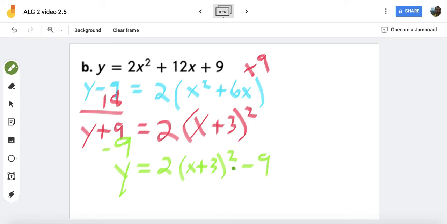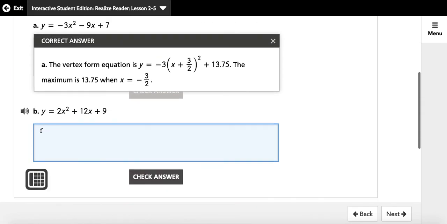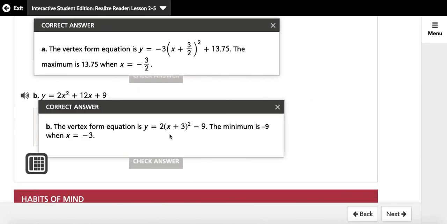It's got a positive 2, so it opens up. So it has a minimum at the vertex, which is at negative 3, negative 9. That's where the vertex is. It's a minimum. The axis of symmetry is at x equals negative 3. I forget what else they wanted us to figure out. Let me go back. Identify the maximum, minimum, and set the equation in vertex form. So I think I did all those things. Let's see how close I was. 2 times x plus 3 squared minus 9. The minimum is at negative 9 when x equals negative 3.